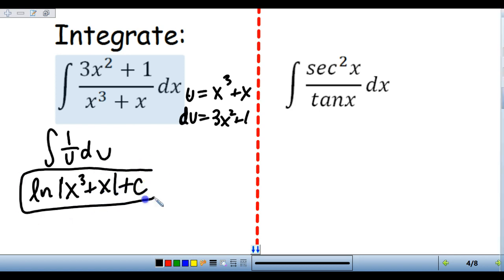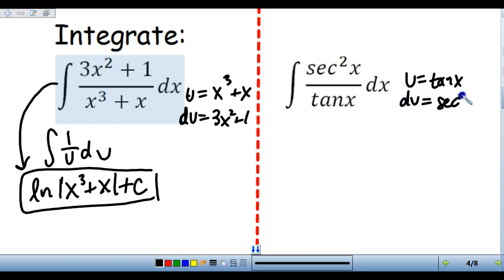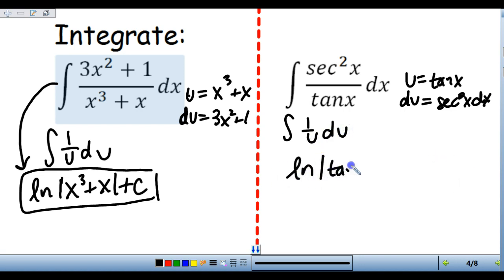So even though this really didn't look like a 1 over x problem, a u substitution made this fairly easy to integrate. So let's look at another example. Let's look at some trig. This doesn't look like a natural log problem at all, but if I let my denominator be tangent of x, and the derivative of tangent of x is secant squared of x, and I have a secant squared of x, then this is a 1 over u problem. So it does integrate to natural log of the absolute value of tangent of x plus c.